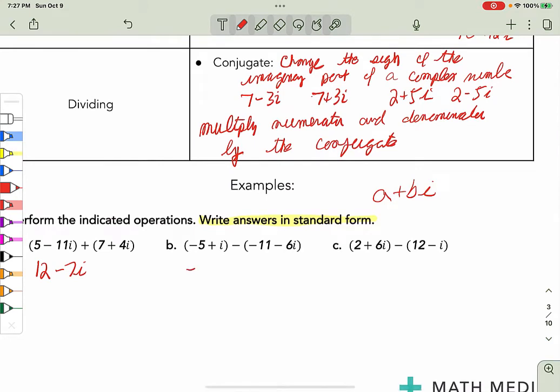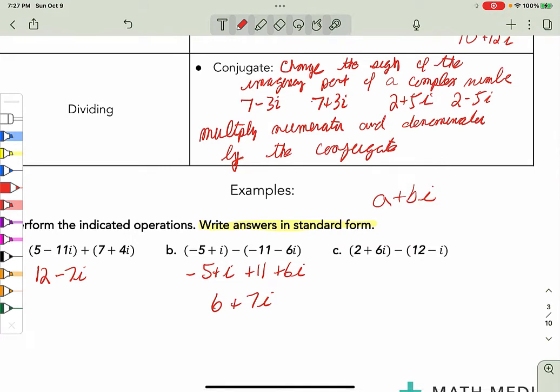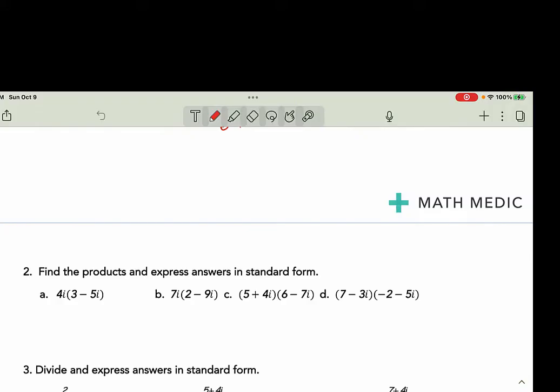In this case, we're going to distribute that minus sign. So it's going to be plus 11 plus 6i. Combine like terms, and we get 6 plus 7i. And then my last one will do the same thing. 2 plus 6i. Distribute the minus, minus 12 plus i, and we're left with negative 10 plus 7i. So now let's try some products and multiplication.